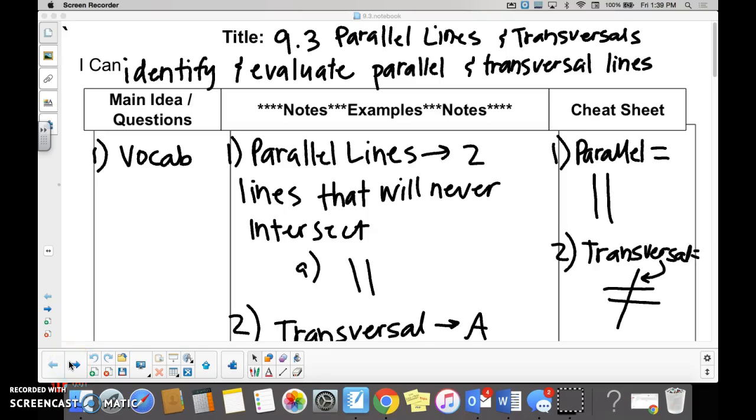9.3 Parallel lines and transversal. I can identify and evaluate parallel and transversal lines. Thank you, Mateo. Well done.